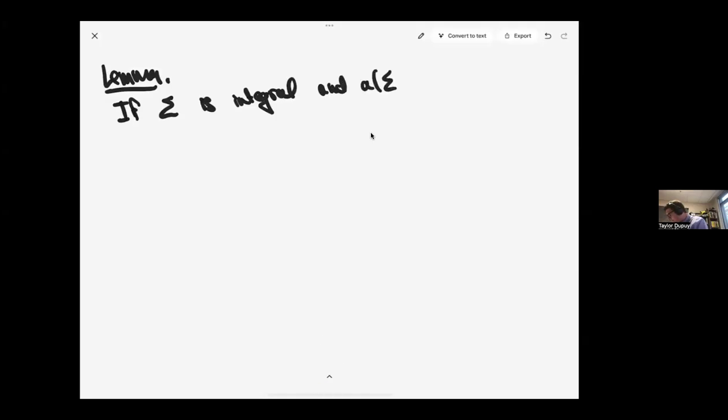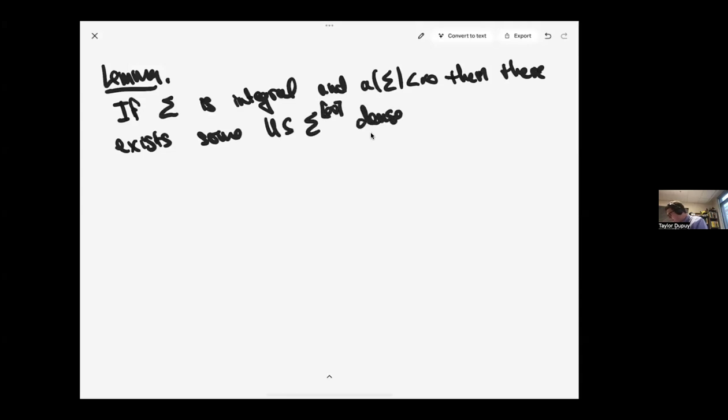Okay. So there's a lemma that you can prove. Let me just tell you the lemma. If sigma is integral, meaning it's reduced and irreducible, and its absolute dimension is finite, then there exists some u in here which is dense and open of finite type.